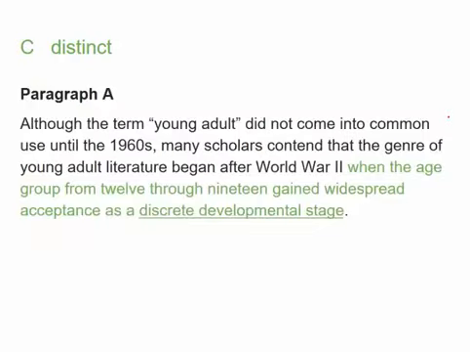That idea comes from the passage, in paragraph A, especially this part down here, where it says, after World War II, when the age group from 12 through 19 gained widespread acceptance as a discrete developmental stage. Well, tough words there. Discrete is a pretty good paraphrase of distinct, a pretty good synonym. And the idea is that teenagers were considered a unique group at that time. That's the same idea that we get paraphrased in the passage when we include the word distinct from answer choice C.